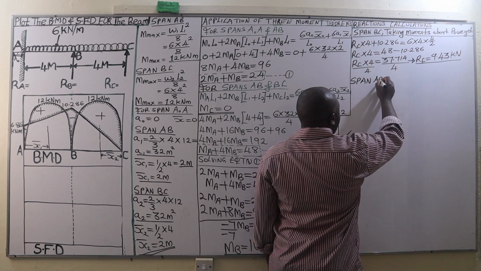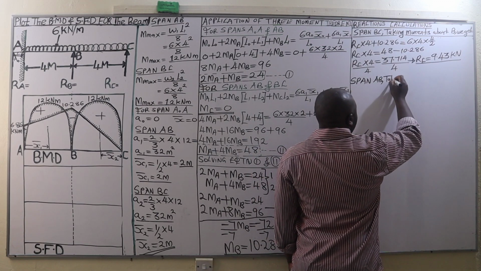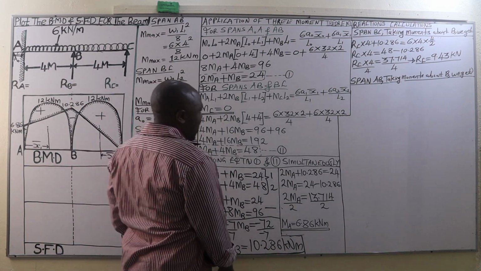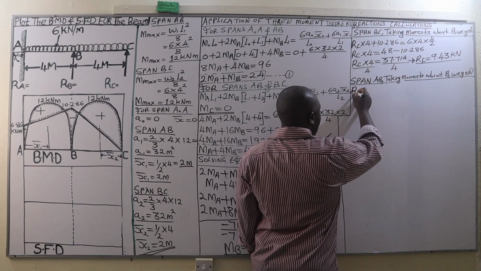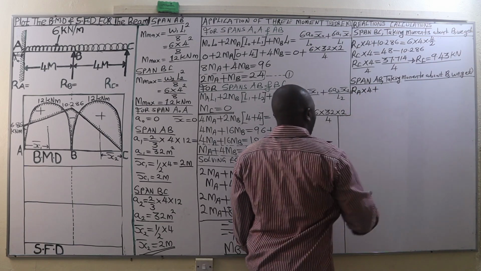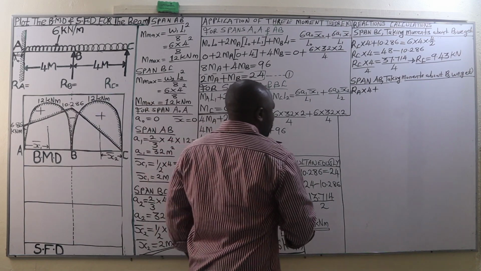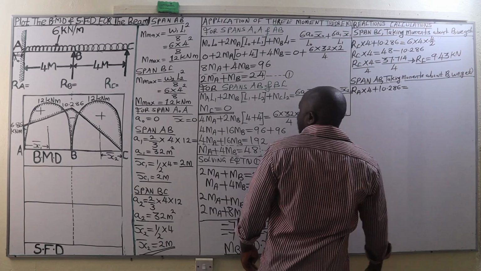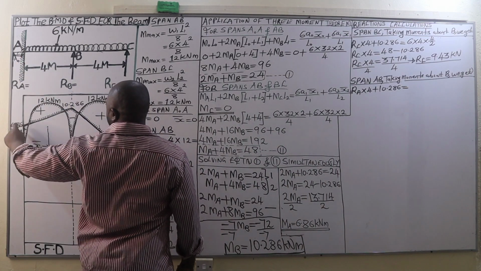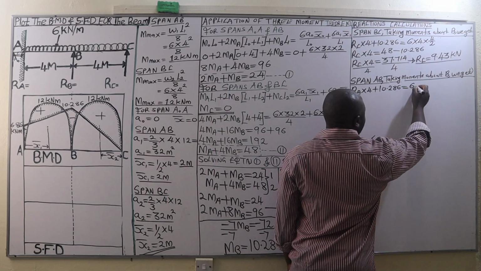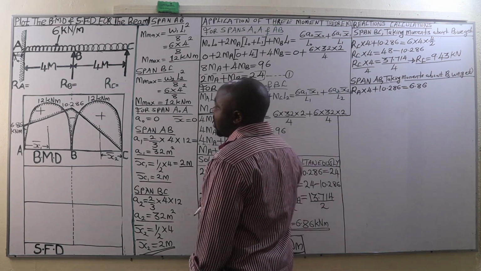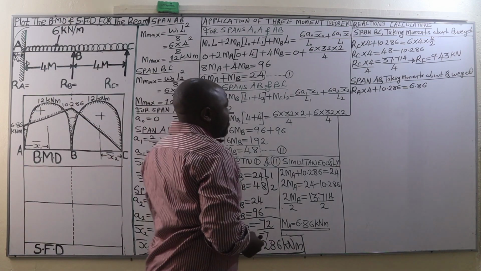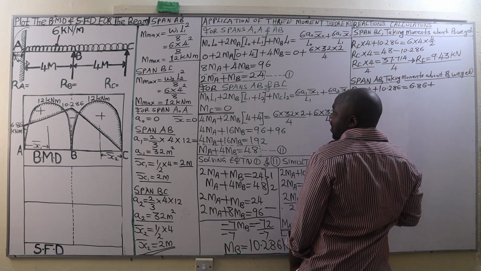Therefore, for the span A to B, taking moments about B as well. This is what we are going to have: RA multiplied by the distance from A to B, which is 4 meters. That is a clockwise moment. Therefore, RA times 4. We add another clockwise moment at B, which is 10.286. Therefore, plus 10.286 will be equal to the bending moment at A, which is 6.86. We add the bending moment at A, 6.86, which in this case is an anti-clockwise moment. That moment there is an anti-clockwise moment. It will be added to this anti-clockwise moment.